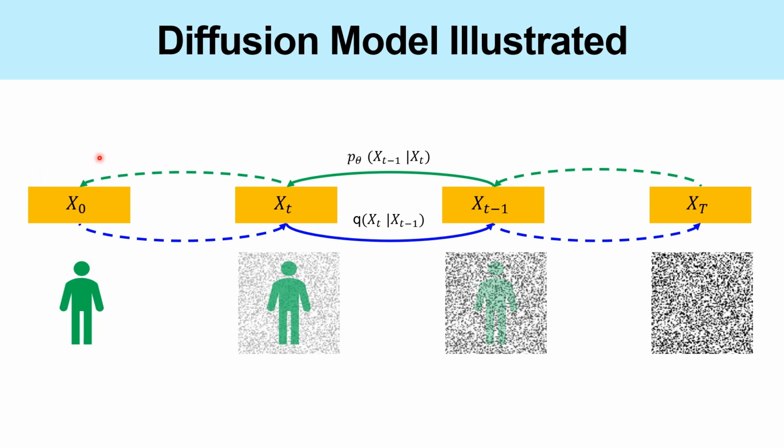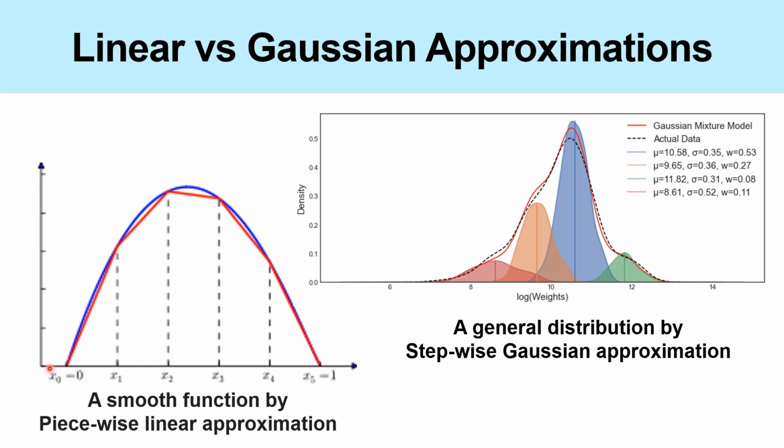We know a continuous function can be accurately approximated piecewise linearly, just shown here. And on the right-hand side, there is a similar picture. An arbitrary data distribution can be considered as a Gaussian mixture. Recall what we just did: we gradually add Gaussian noise little by little. This is essentially equivalent to constructing a Gaussian mixture to approximate the original data distribution.